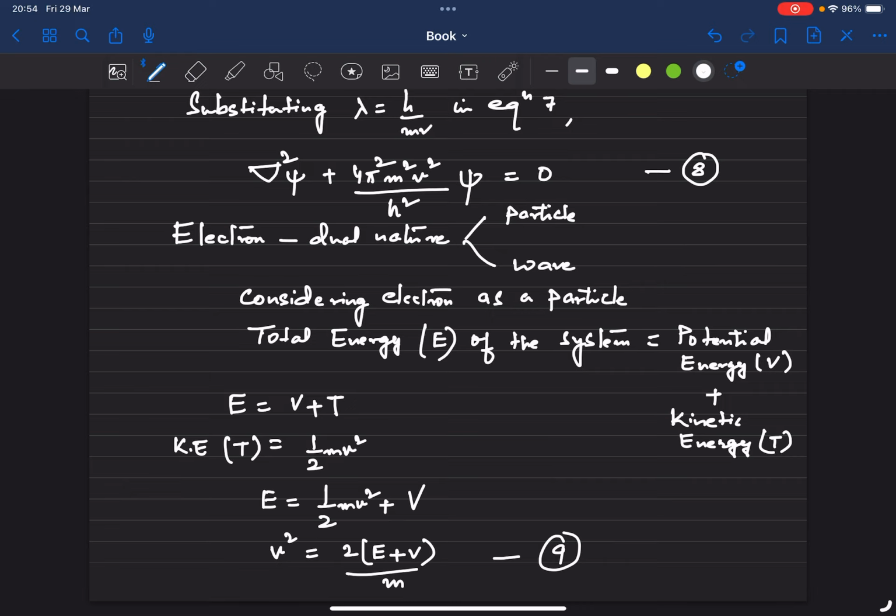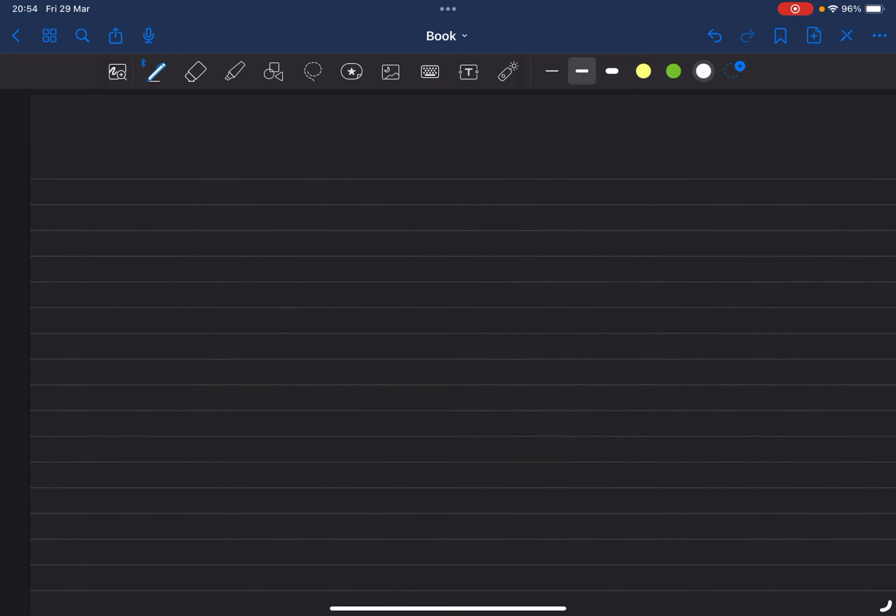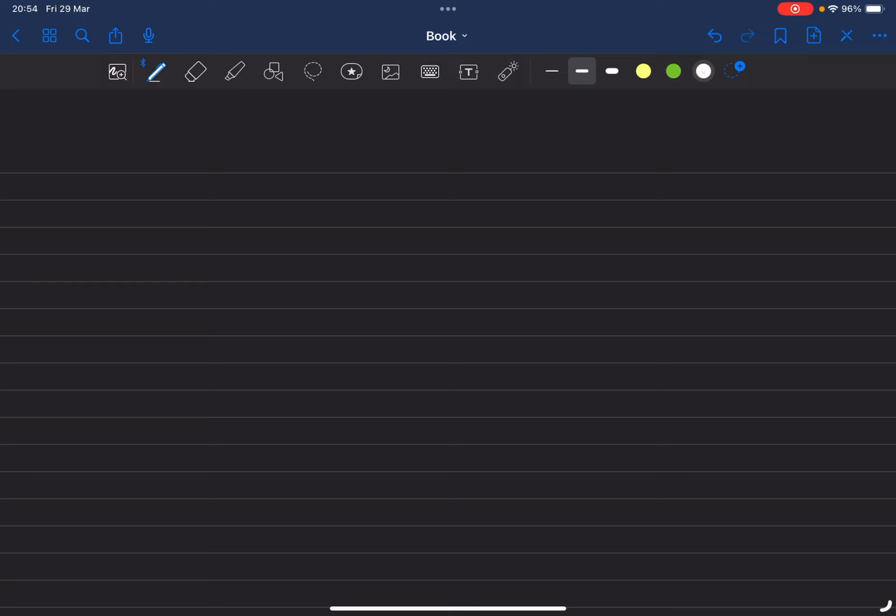ठीक है, इसको जब हम पुट करेंगे, we will get del square ψ plus 8π²m. जब हमने पुट कर दिया तब हमारे पास ये इक्वेशन आ रहा है. I am jumping a couple of steps but I hope this will be clear to you. ज़्यादा हार्ड कैलकुलेशन नहीं है. All you have to do is to multiply 4π²m²v² by h² with 2 into (E plus V) by m. इतना जब हम मल्टीप्लाई कर देंगे यहाँ पर तो we will be getting this particular equation. Now let this be equation number 10.